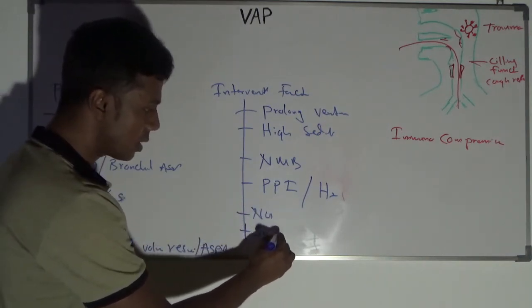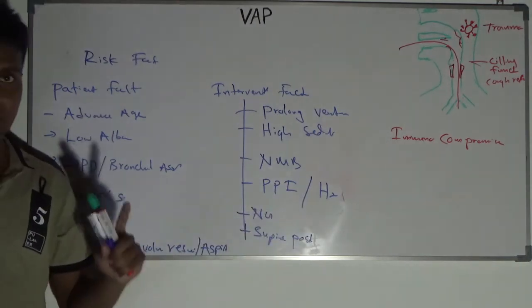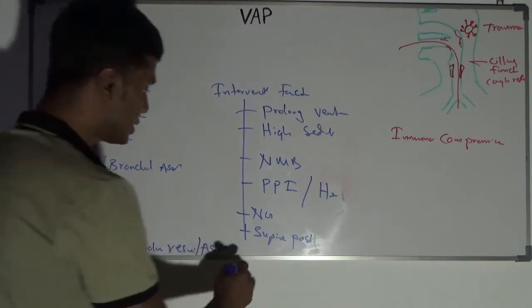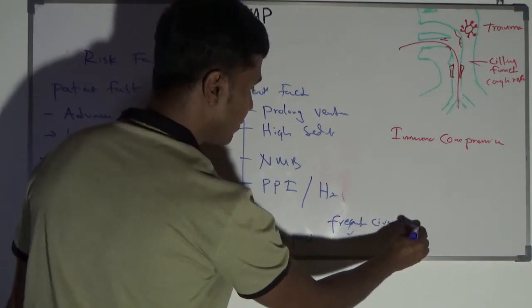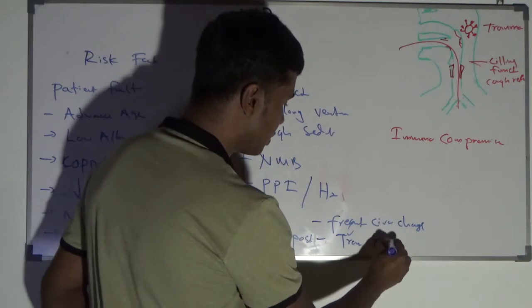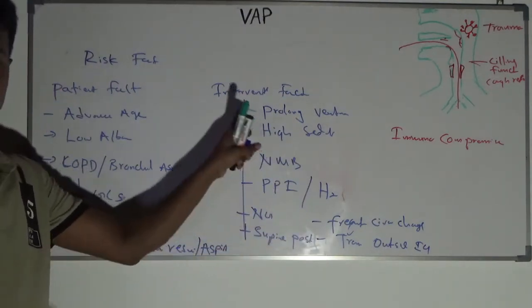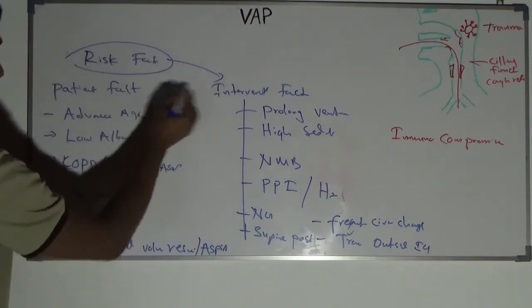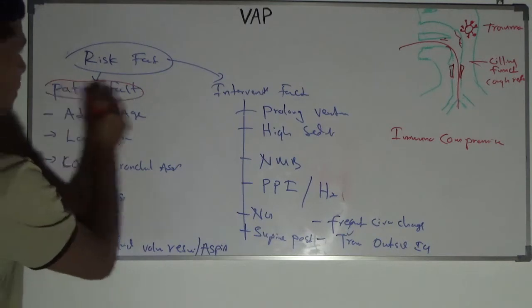Supine position. If you keep your patient in the supine position for a long time rather than with head elevation, your patient is at high risk of getting ventilator acquired pneumonia. And frequent circuit change and transfer outside the ICU were also found to be risk factors for developing ventilator associated pneumonia. I will repeat those again. The risk factors can be divided into interventional risk factors and patient risk factors in order to take a large amount of marks.